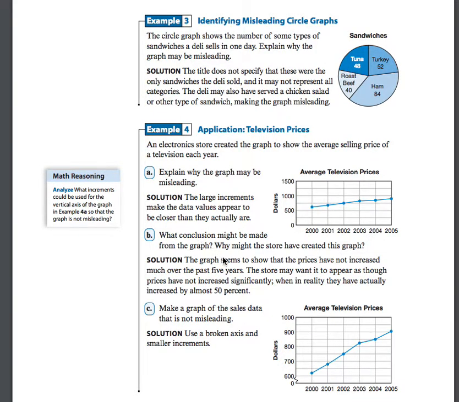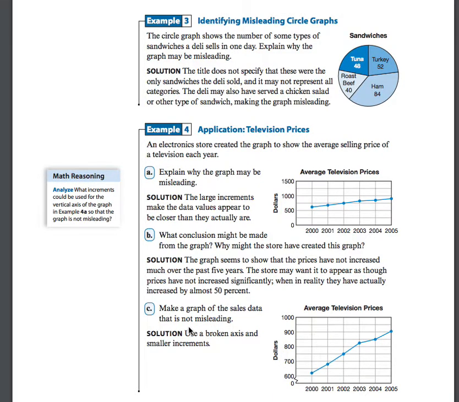Letter B. What conclusion might be made from the graph? Why would the store create this graph? Well, if the store is trying to sell televisions, they don't want to make them seem like they're getting more and more expensive. They want to make it seem like you're still getting a good deal and not show you that over time. The graph seems to show that the prices have not increased much over the past 5 years. The store may want it to appear as though prices are not increasing significantly, when in reality they've actually gone up by almost 50%.